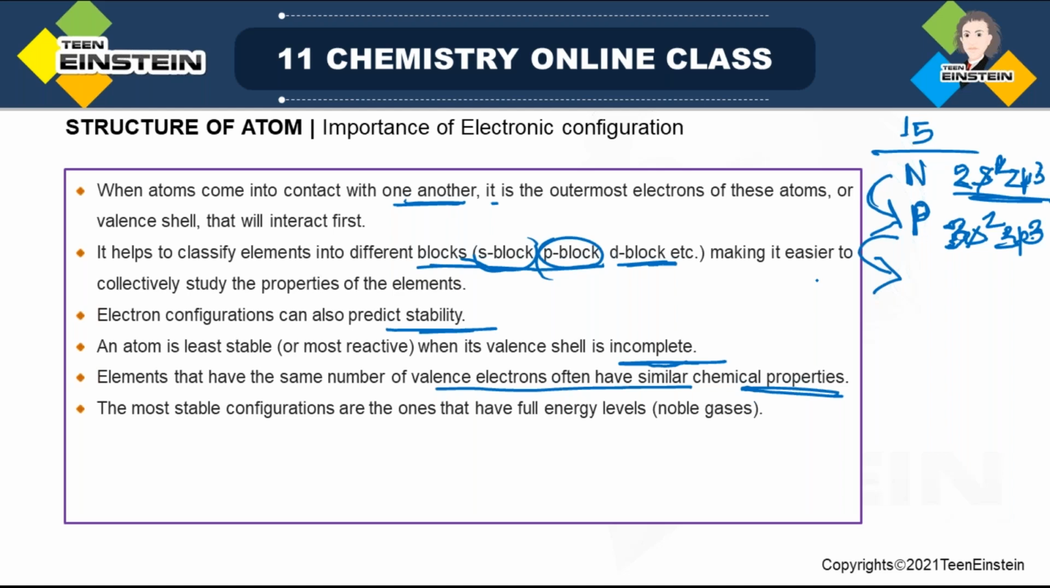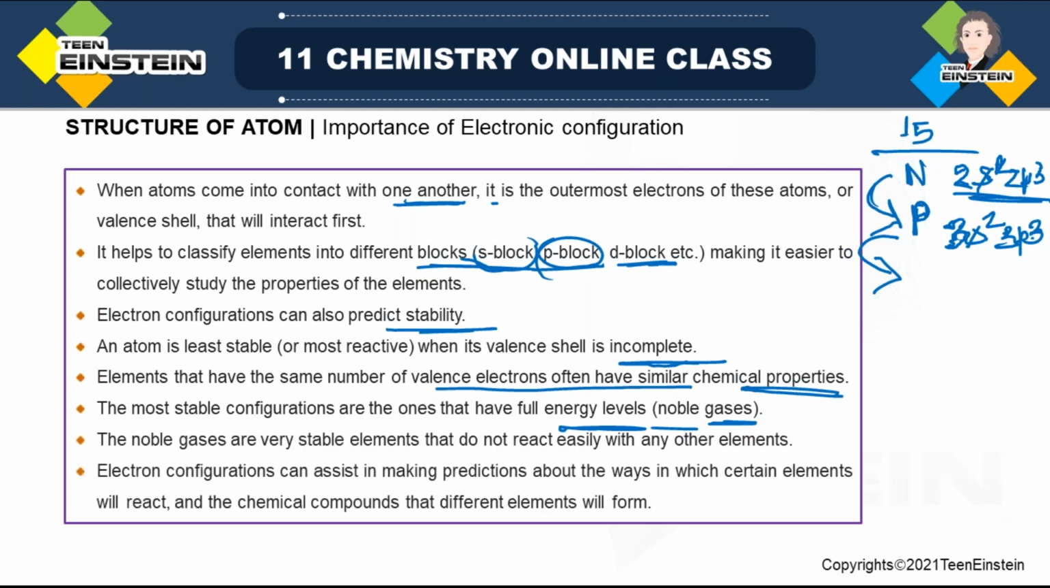The most stable configurations are the ones that have a full energy level. That means a fully filled configuration. And that is why noble gases are so stable. They hardly take part in reactions. The noble gases are very stable elements and do not react easily with other elements. Only under special conditions can they react.